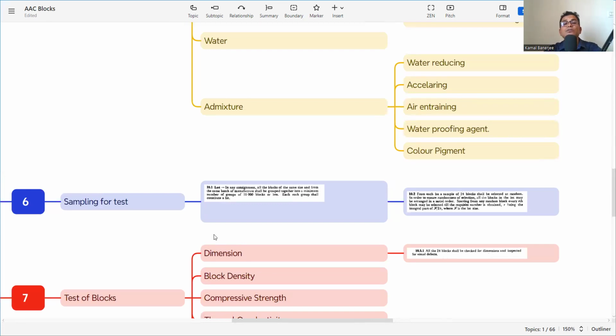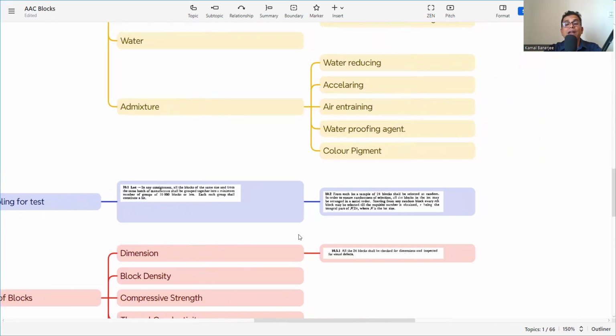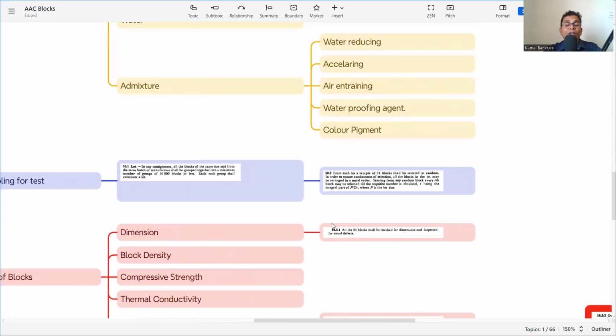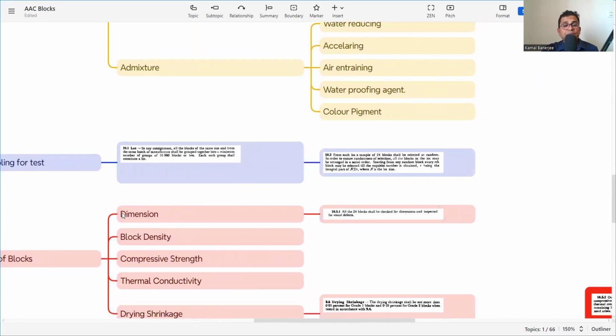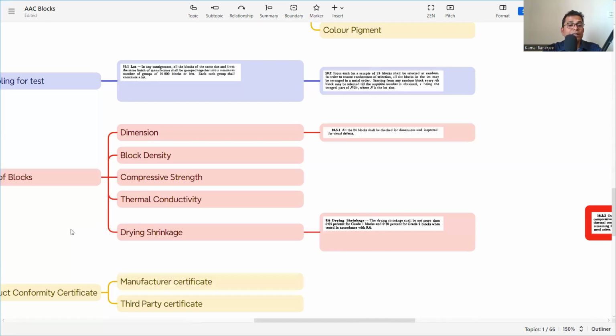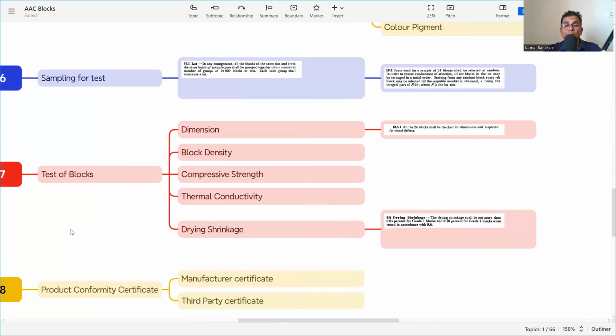Now from the 10,000 blocks, we need to choose the number of blocks for the test. So what is the number? For each lot, a sample of 24 blocks shall be selected at random. So we first prepare the lot, that is 10,000 blocks, and then 24 blocks are selected randomly from the lot. These are the things for the sampling procedure for the AAC block. From the 10,000 blocks, 24 blocks we need to check.